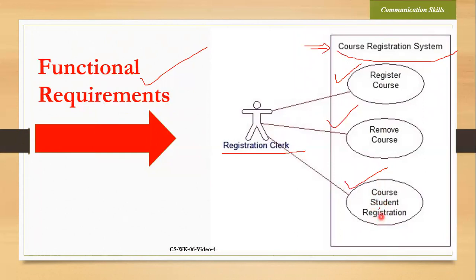Course student registration, from both points of view, this is a task, an objective that you perform. So this one is again about functional requirements, that means how your system will perform. So this comes to you as another functional requirement example.